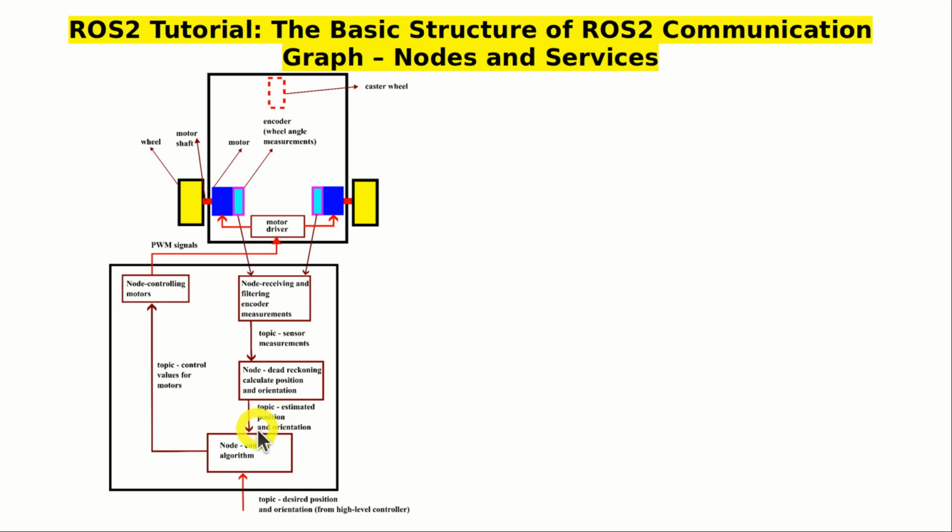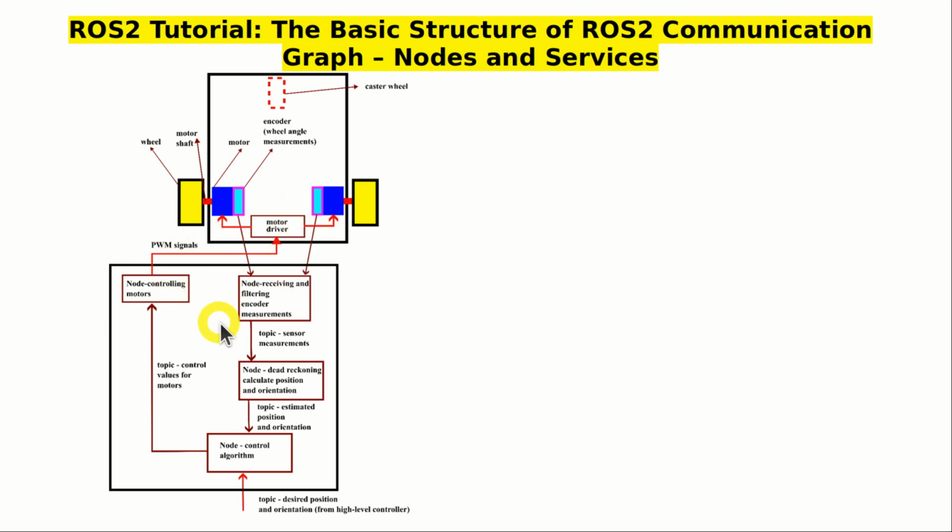The control node calculates the control values for both motors and publishes this information through the third topic called topic control values for motors. On the other side of the communication link, there is a node called node controlling motors. This node subscribes to the topic called topic control values for motors and receives control values. It converts these values into pulse width modulation or PWM signals that are sent to the motor driver.